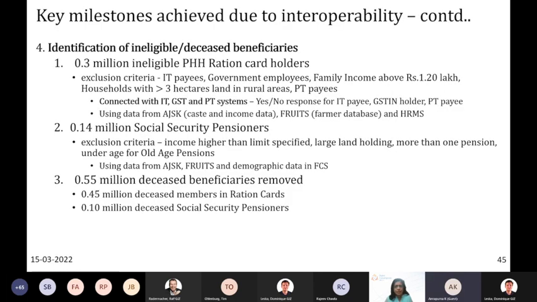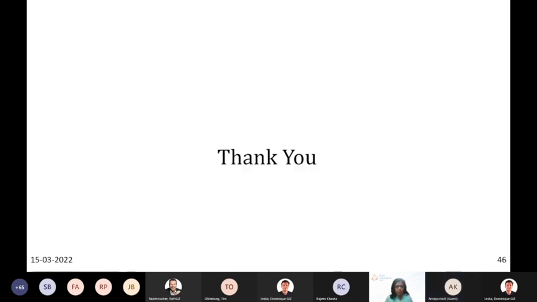Anita, we are done with the presentation. Yeah, thank you so much. Thank you, Annapurna and Mr. Chawla, for this enlightening presentation, which is very detailed. I'm totally overwhelmed and very impressed with what has been achieved in this short period of time.